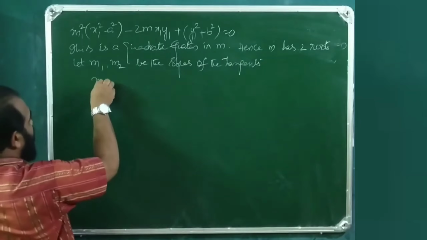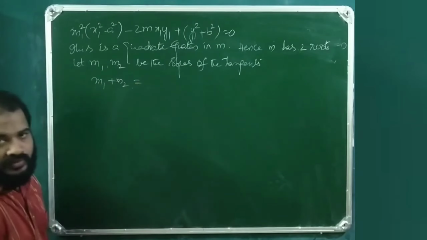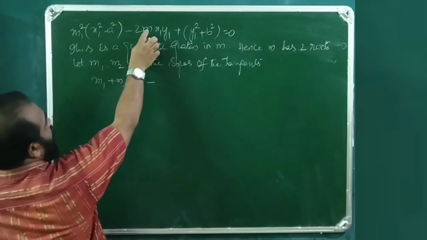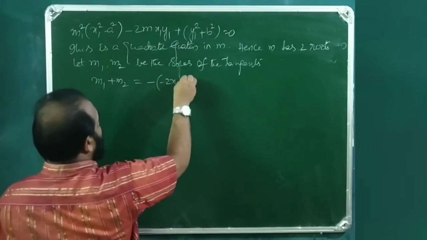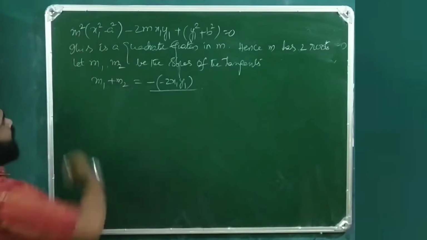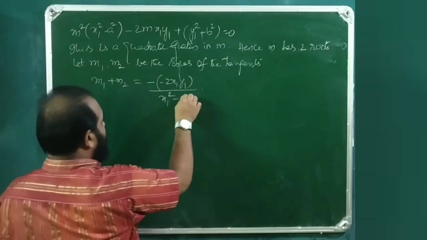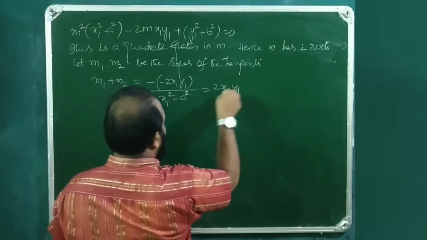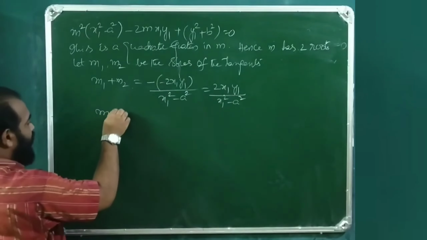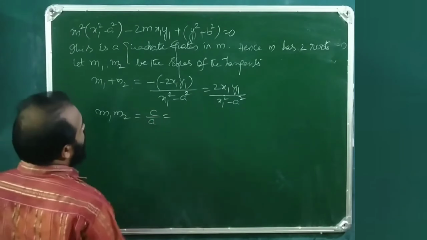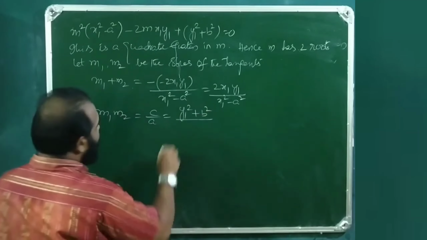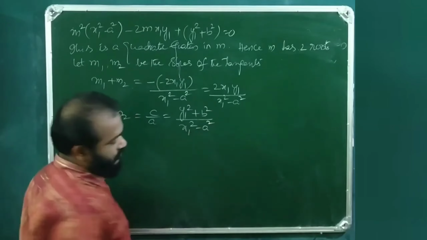So here m1 plus m2, the sum of the roots, is minus b by a. Minus b means here the coefficient of m, so this is minus of minus 2x1 y1 by the coefficient of m square, x1 square minus a square. So this is 2x1 y1 by x1 square minus a square. Now the product of the roots m1 m2 is equal to c by a. So c here is this constant, y1 square plus b square, by x1 square minus a square.